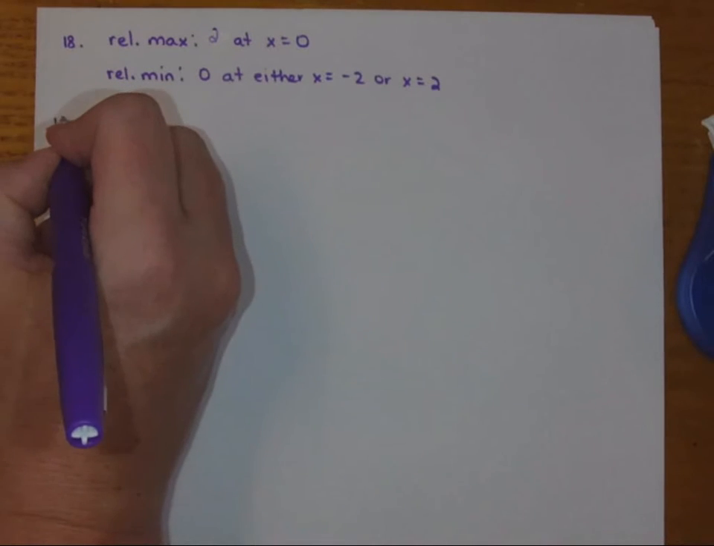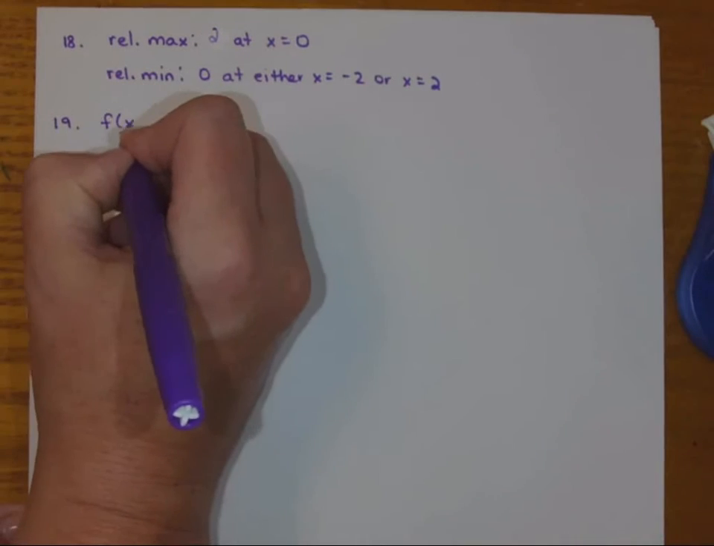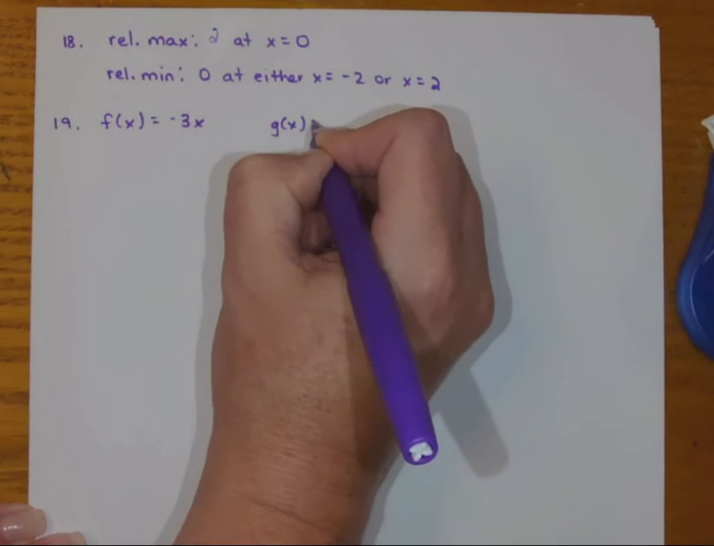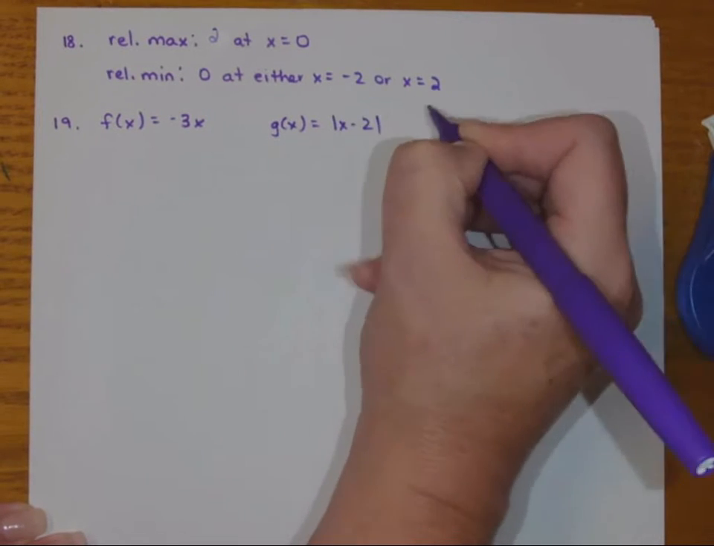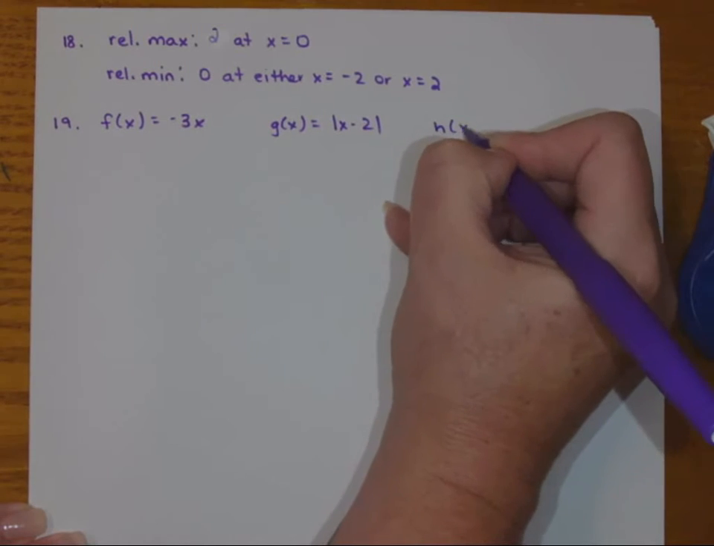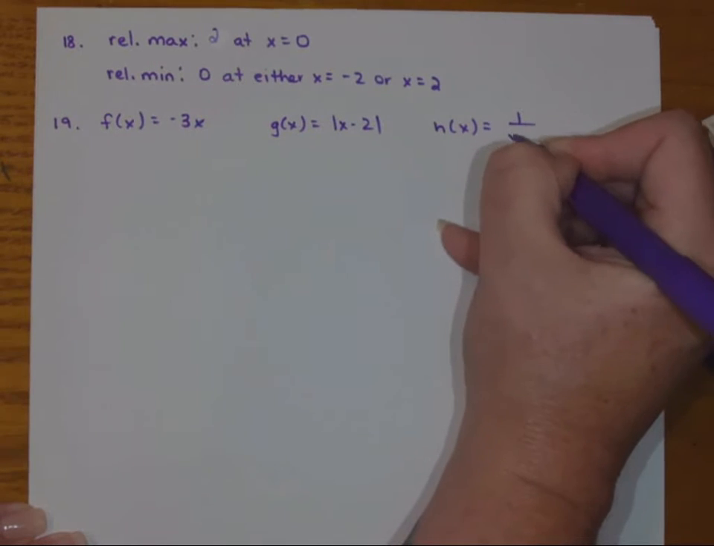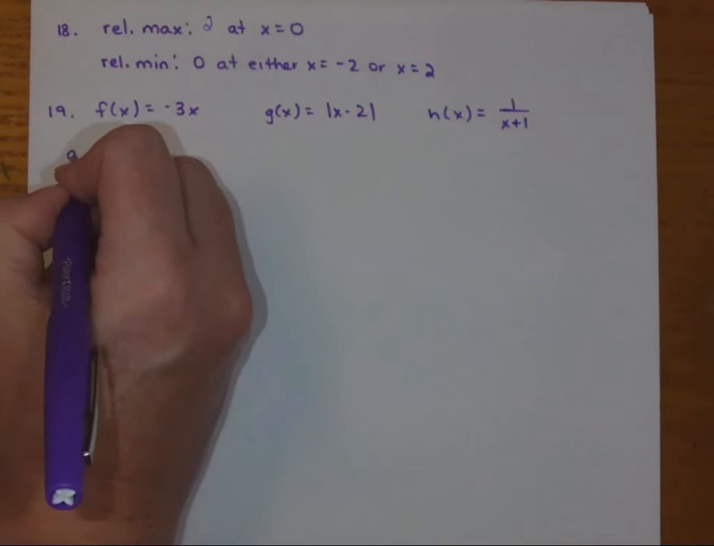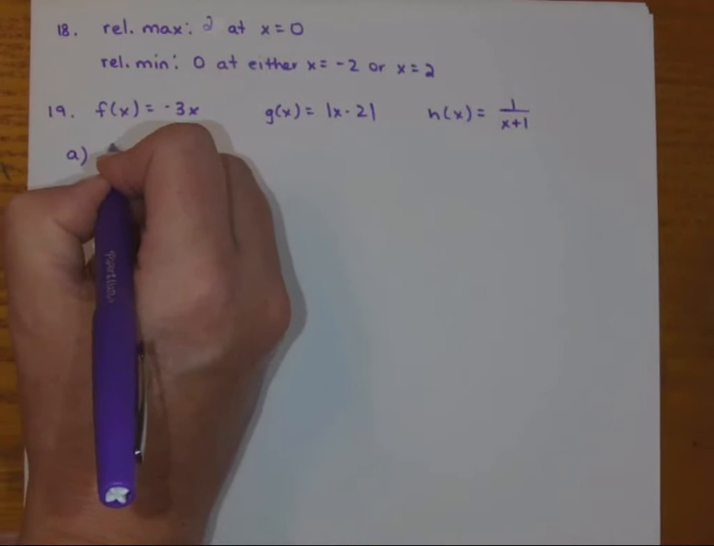Okay, so for number 19, we have three functions. F of x is negative 3x, that's linear. G of x is absolute value of x minus 2, that's an absolute value. And then we have h of x equals 1 over x plus 1, which is a reciprocal function. Okay, so let's see if we can find these things. So make sure that you know how to read these.